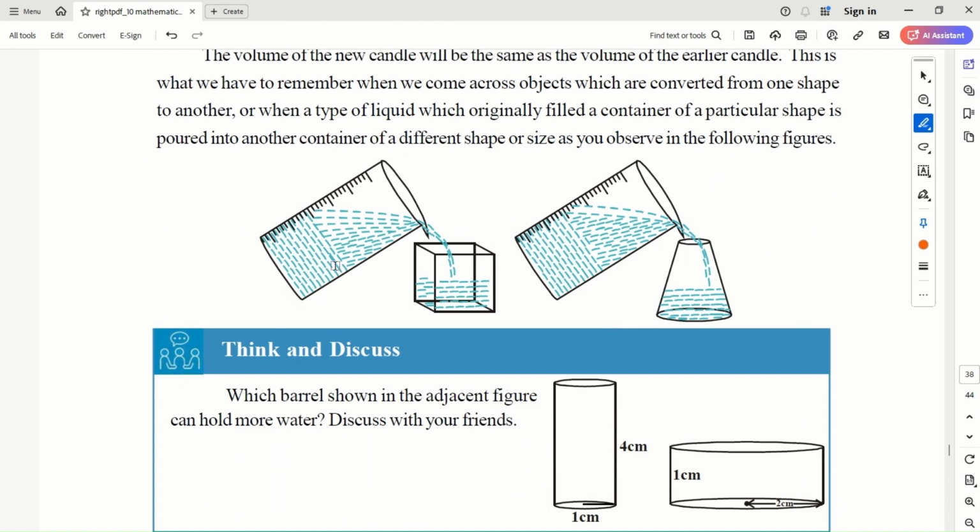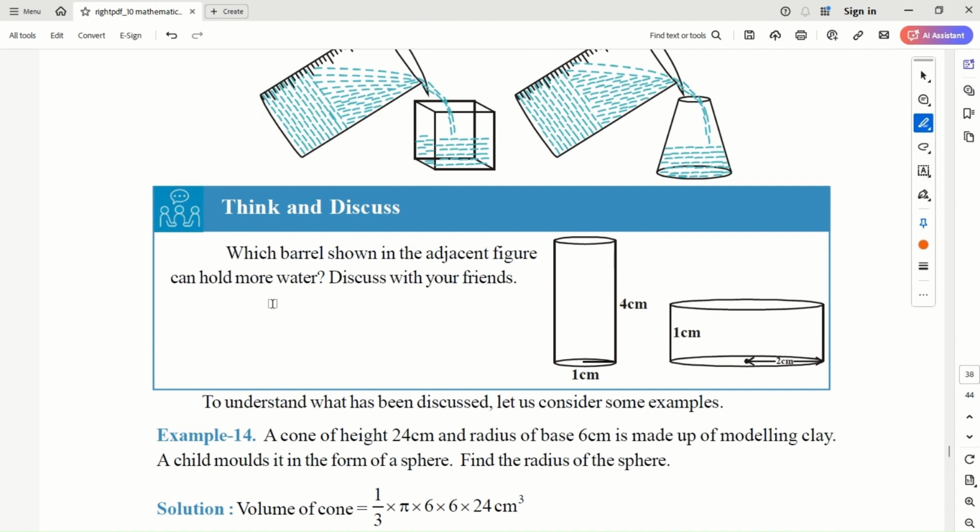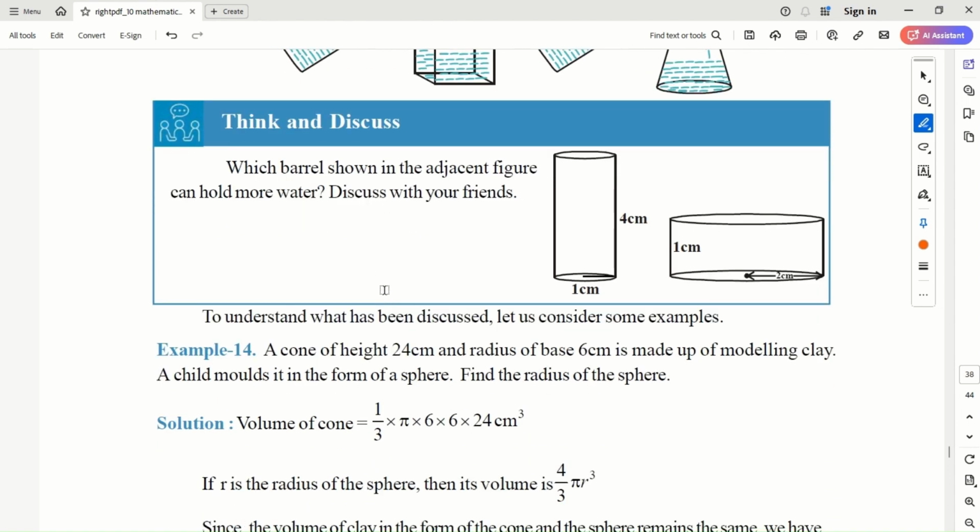One is water from one cylindrical structure poured into another of different dimensions, then how much water will get in, or into a conical structure. These are the kind of problems we will see. One example here is given, think and discussion: which barrel shown in the adjacent figure can hold more water? If the question is about holding more water, that means it's a question of volume.